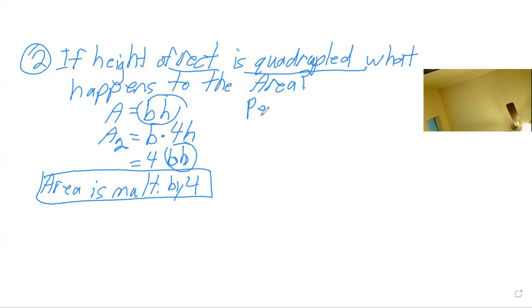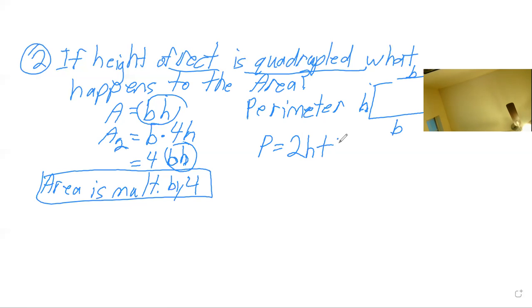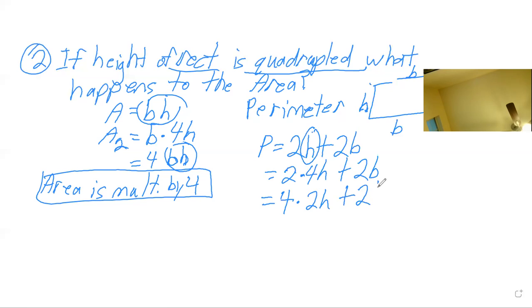What happens to the perimeter? Well, keep in mind, if you have a rectangle, you have a base, a height, and a height, right? So perimeter is 2 times the height plus 2 times the base. And if we're just changing the height to become 4h, we get 2 times 4h plus 2b. We're going to get 4 times 2h plus 2b. Well, nothing really happens here. This is being multiplied by 4, but nothing is happening here, and since it's a plus sign, it's undetermined. You can't do it. Nothing really happens as far as multiplying by a certain amount. Undetermined.